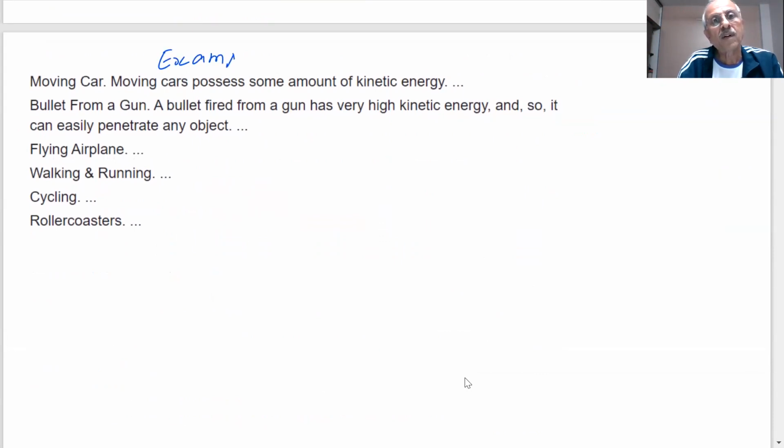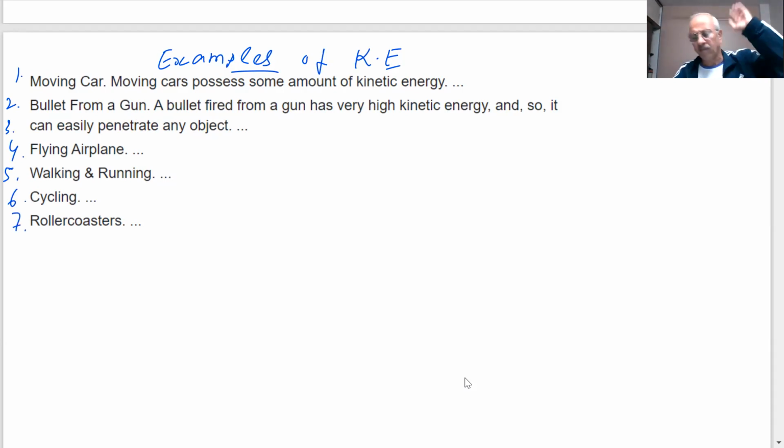Give examples of kinetic energy, students. A moving car. A bullet from a gun: the bullet is moving, it has a mass, it has a velocity, and can easily penetrate. An aeroplane is flying. You are walking and running. You are cycling. Roller coasters, you have seen the different types of roller coasters.